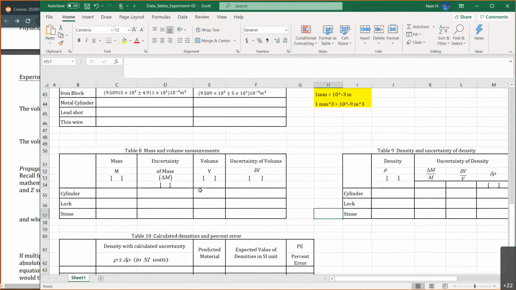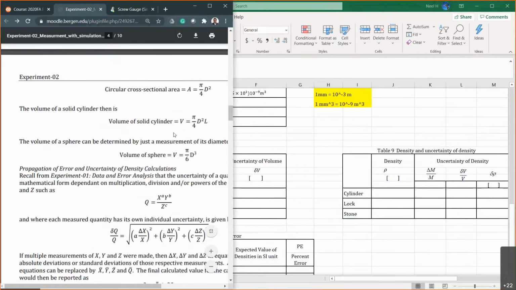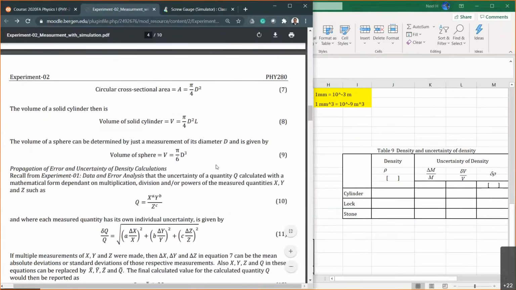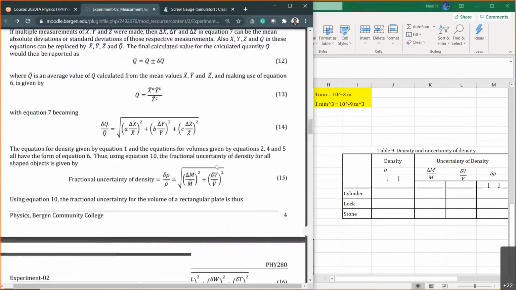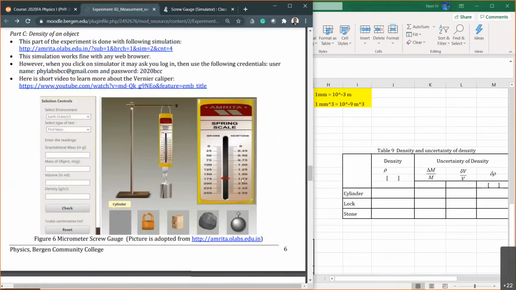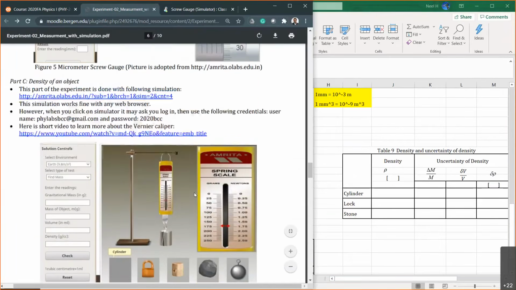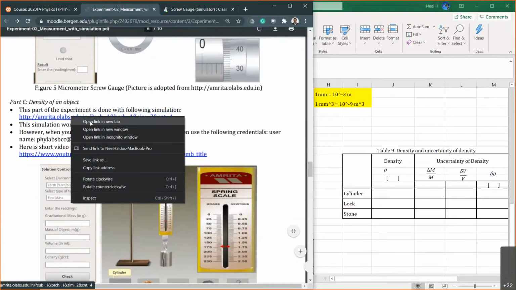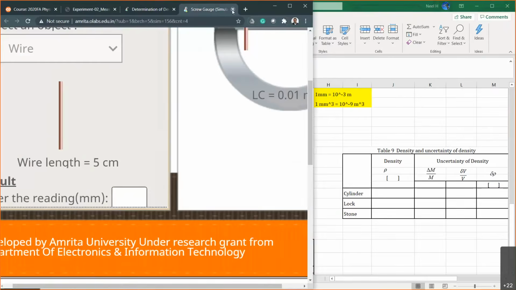So what we're going to do for the density measurement, if you go into your lab manual, you know density is mass over volume, not a big deal. And then all we need is a simulator to do that. If you scroll down to page number 6, you will see a new link for the density measurement, right? So click on that, and you should get a new simulator.